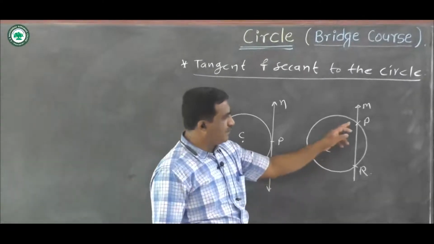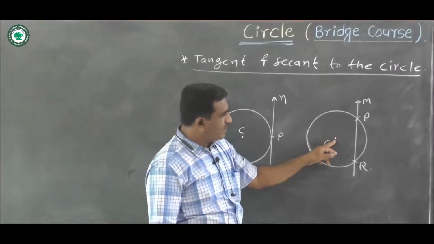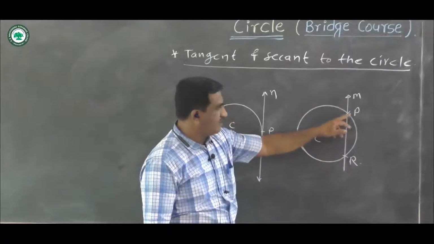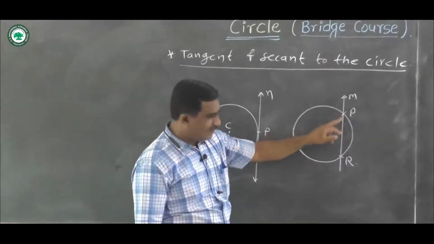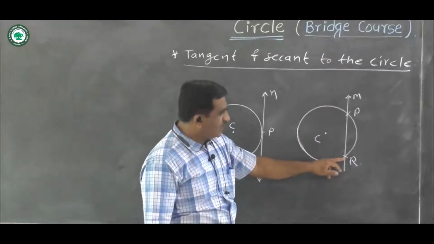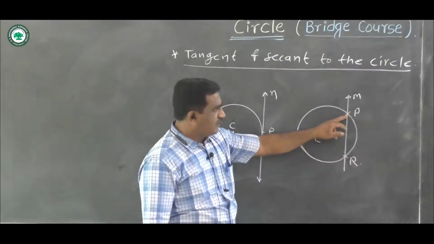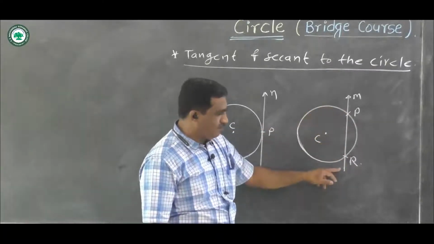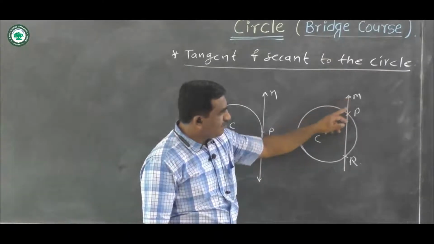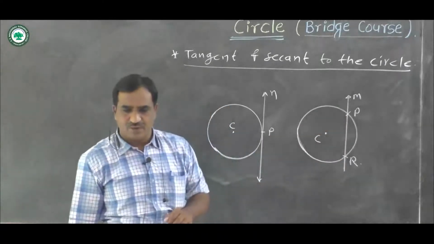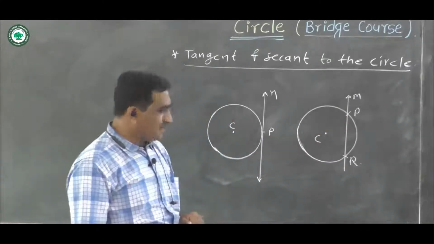And in the second figure, the center of the circle is C, and we can draw a line M which intersects the circle at point P and point R. That is, there are 2 points which are common to the circle and line M. Therefore, this line M is called a secant of a circle.